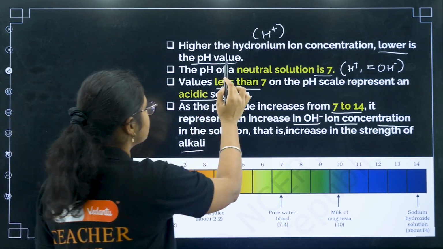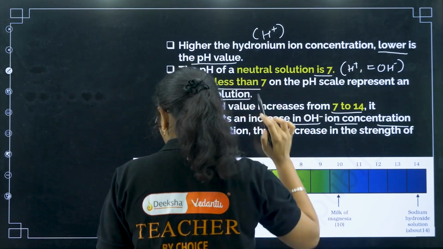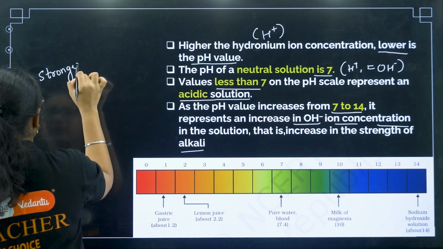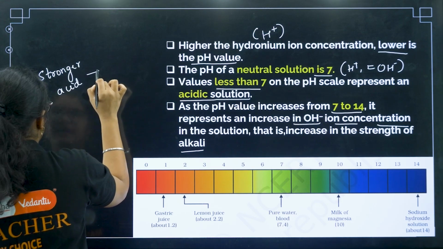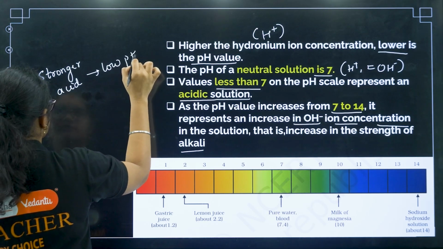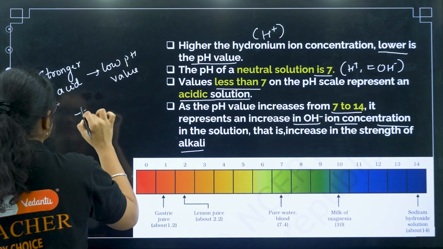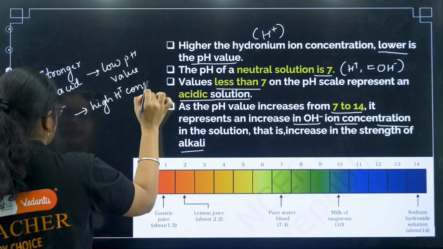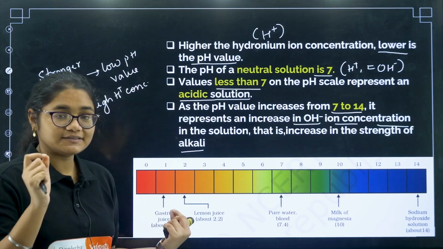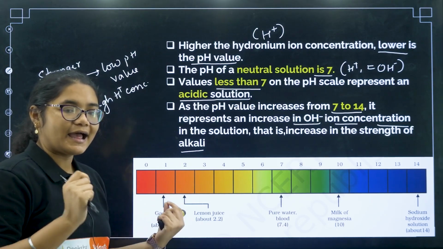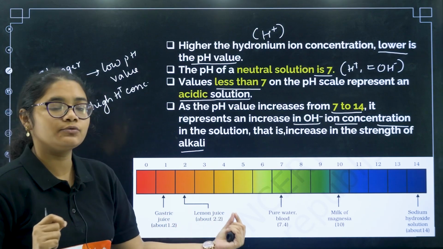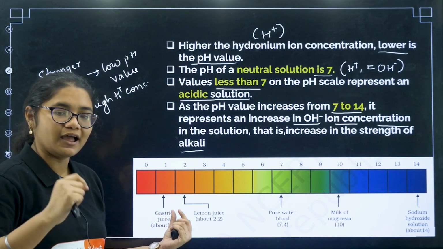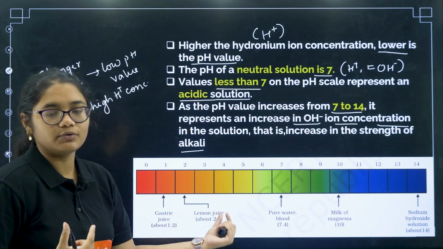The first statement you can see here: the higher the hydronium concentration, the lower is the pH value. So I can write, stronger acid has low pH value, and I can say they have high H plus concentration. So that means gastric juice, which has a pH of 1.2, is more acidic than lemon juice whose pH is 2.2. Now in terms of H plus concentration, gastric juice will have more H plus ions compared to lemon juice.